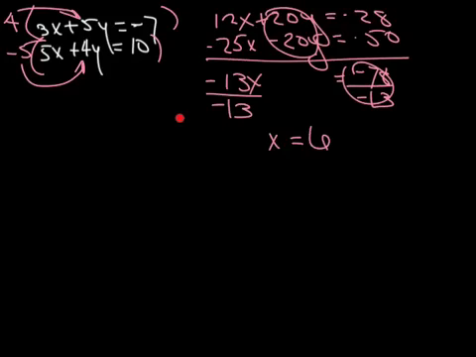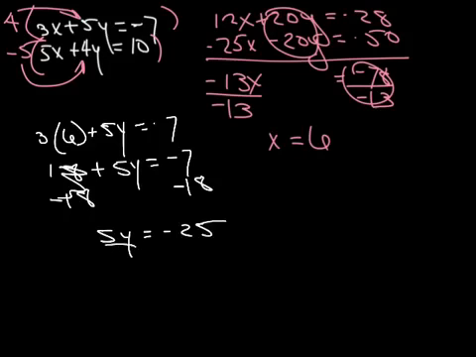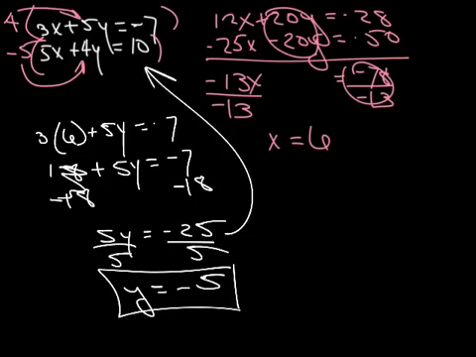Now I'm going to plug that x into any one of these 4 equations. Doesn't matter which one. So let's plug it into the top. 18 plus 5y equals negative 7. Subtract 18, subtract 18. 5y equals negative 25. Divide by 5, divide by 5. y equals negative 5. Okay, so we're going to take that and plug it into one of our equations up here. Let's pick the second one.